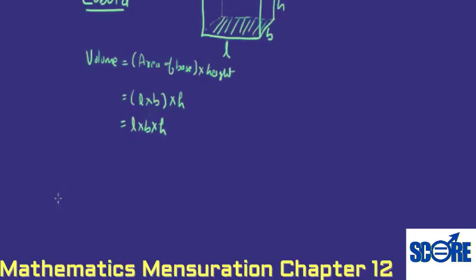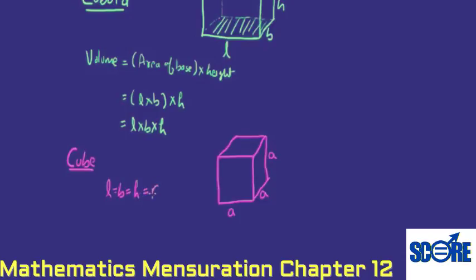Now we discuss the volume of a cube. In a cube we know that all the sides are of the same length. A cube is nothing but a cuboid in which length, breadth and height are all of the same dimension. Length is also a units, breadth is also a units and height is also a units. Length equals breadth equals height, let's say it is a. The side of the cube is a.